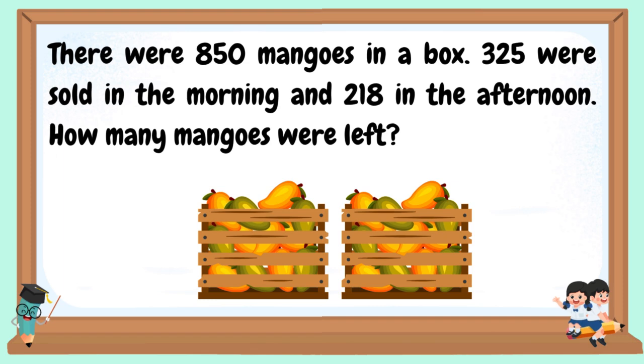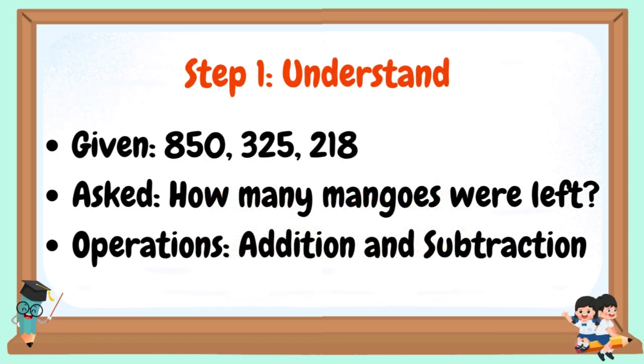There were 850 mangoes in a box. 325 were sold in the morning and 218 in the afternoon. How many mangoes were left? Step 1. Understand. Given 850, 325, and 218. What is asked? How many mangoes were left?